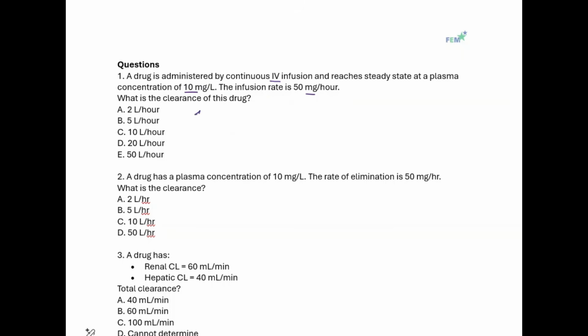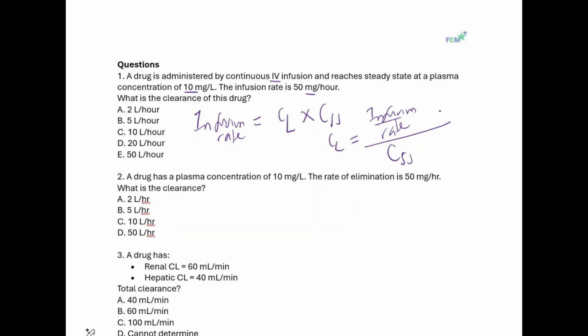If you remember earlier, we said that the infusion rate is equal to clearance multiplied by steady state concentration. So from here, we can make clearance the subject of the formula. Clearance will be equal to infusion rate divided by steady state concentration. Our infusion rate here is what? 50, and our steady state concentration is 10. So 50 divided by 10 gives us 5. So the best answer there is going to be 5 liters per hour.